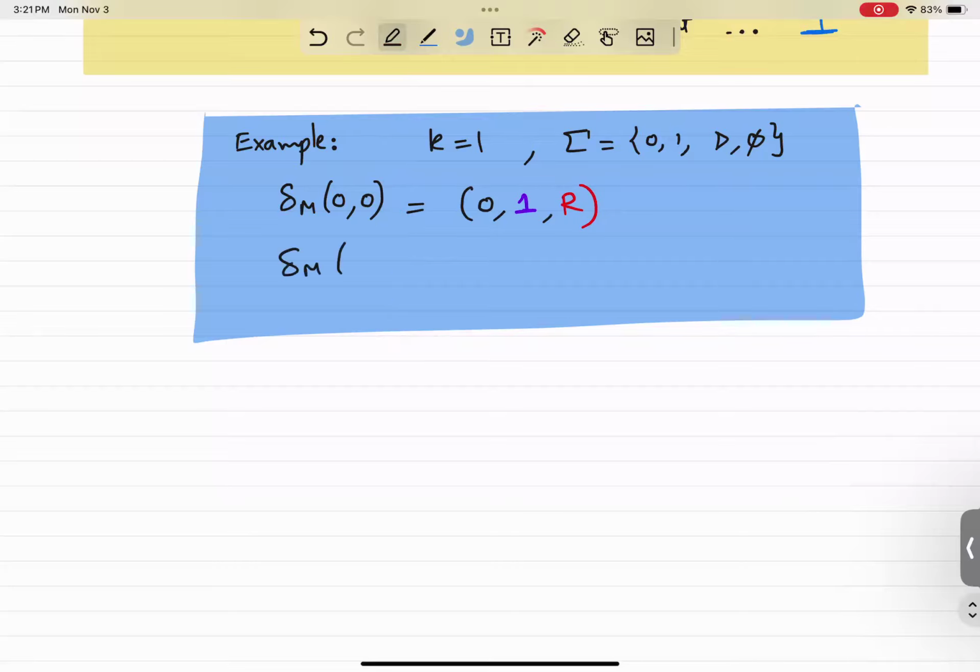Okay. If I see a 1, I'm going to stay where I am, but I'm going to overwrite it with a 0. And I'm going to move to the right again. Okay. If I see an empty symbol, there's only one state, so there's nothing to do. I'm not going to overwrite anything, and I'm going to halt.